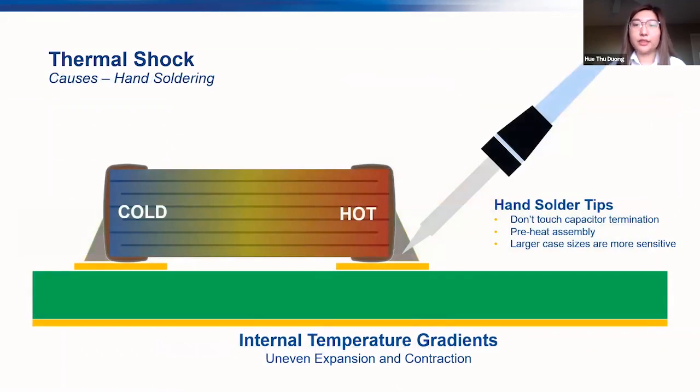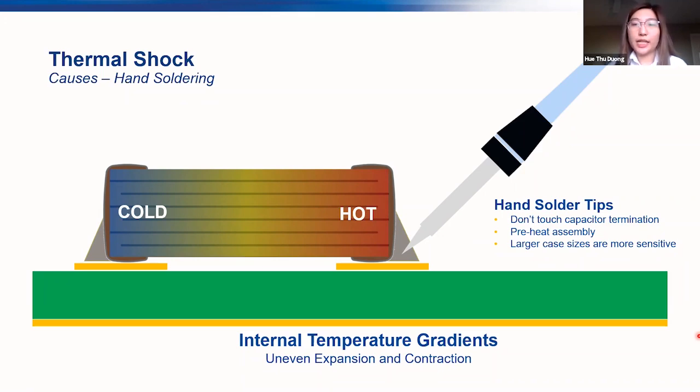There are two areas where ceramics are most prone to thermal shock cracks. The first is due to hand soldering using a soldering iron. During this process, a soldering iron is placed in contact with the solder pad until reflow occurs. This usually creates a large temperature gradient, which you can see here, within the capacitor, and uneven expansion and contraction. To limit exposure to thermal shock cracks during this process, KEMET recommends not touching the capacitor termination during the soldering application. This will limit the sudden temperature rise in the capacitor.